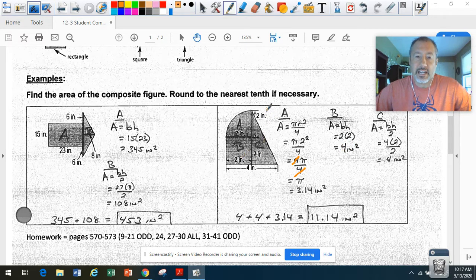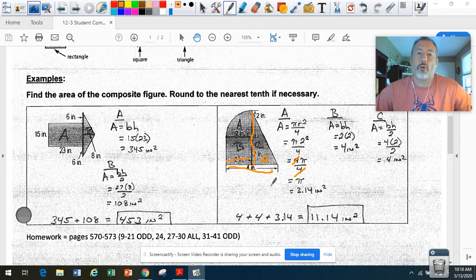Now let's look at this second piece down here. If we look, this height here is 2 to this point, 2 to this point. So I know this whole length here is 4. And if I know this whole length here is 4 also, and from here to here is 2, that makes this base here 2. So it's going to be area equals base times height divided by 2, which equals 4 times 2 divided by 2. 8 divided by 2 is 4 inches squared.